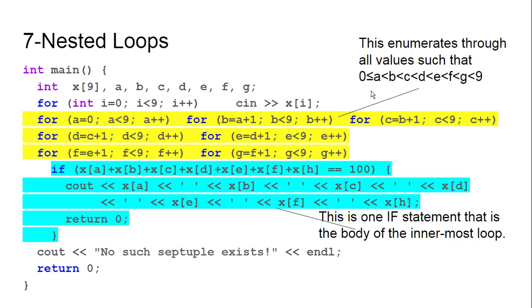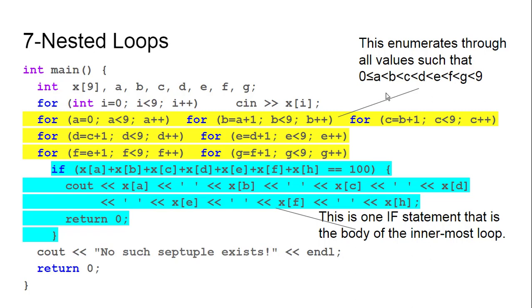So these 7 loops ensure that we'll be going through all possible combinations of A, B, C, D, E, F, G, where A is less than B, B is less than C, and so on. And all these values are in the range between 0 and 8. So A will go from 0 to 9, and then B will go from A plus 1 to 9, because we want to make sure A is less than B. This way, every combination will be enumerated only once.